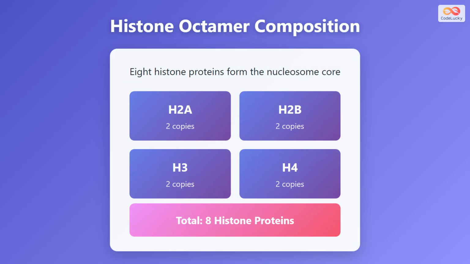The histone core around which DNA wraps is called a histone octamer because it contains 8 individual histone proteins. This octamer consists of 4 different types of histones, each present in 2 copies. We have 2 copies of histone H2A, 2 copies of histone H2B, 2 copies of histone H3, and 2 copies of histone H4. Together, these 8 proteins form a stable platform for DNA wrapping.